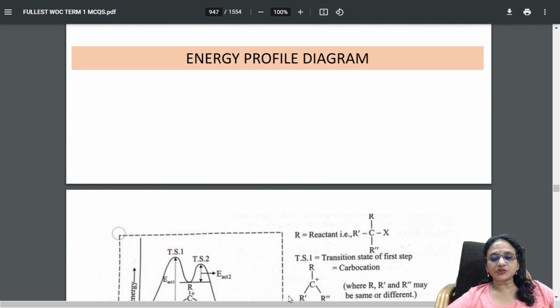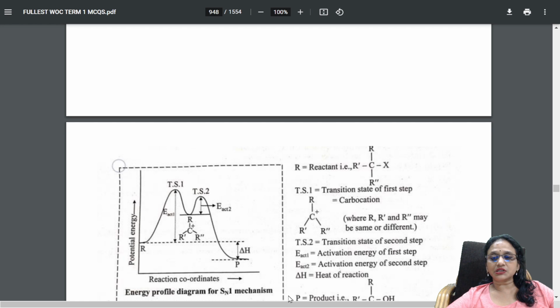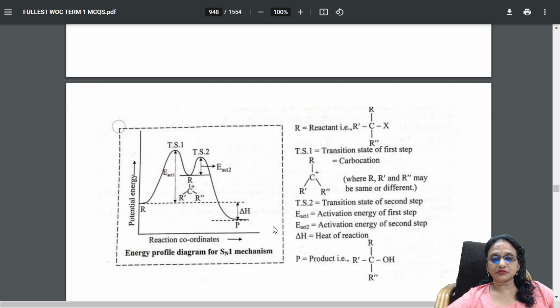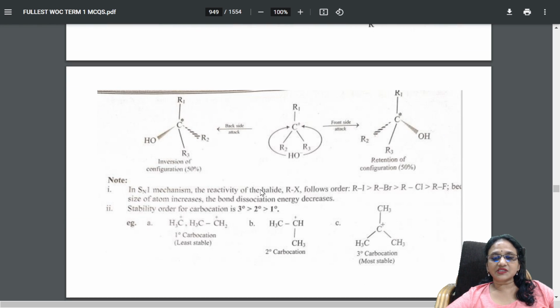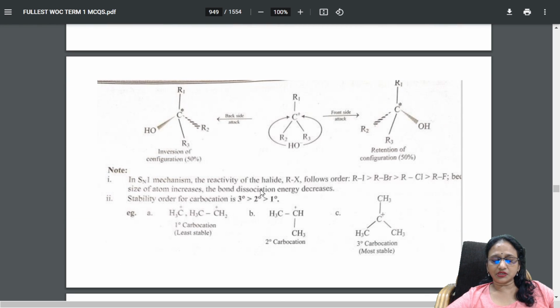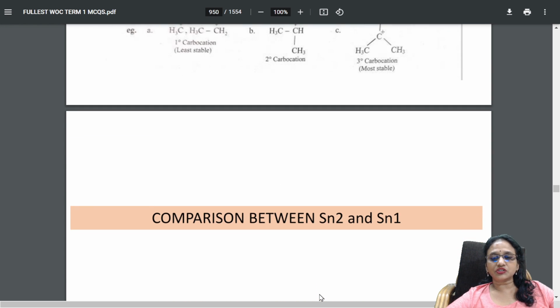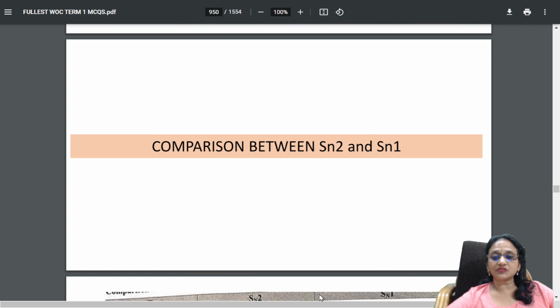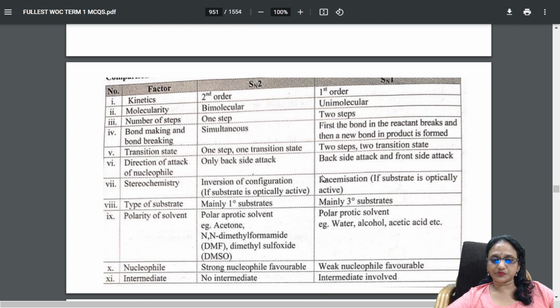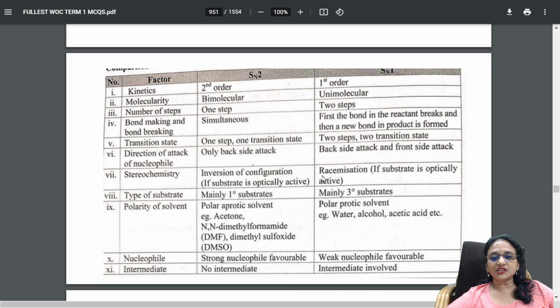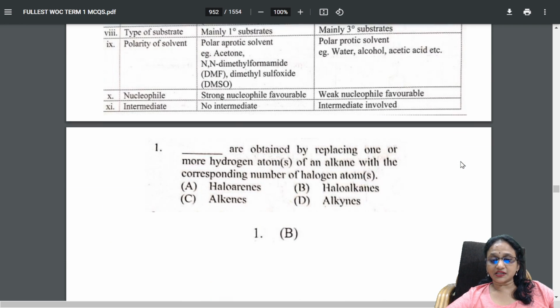Why should we learn this? Because this tells you about the complete analysis of the graph. There are questions asked based on transition states also. This is your stereochemistry, both inversion and retention, and formation of a racemic mixture. The comparison between SN2 and SN1 I have given at the end, for a complete understanding of the concept. So these are the complete notes and these are the questions.